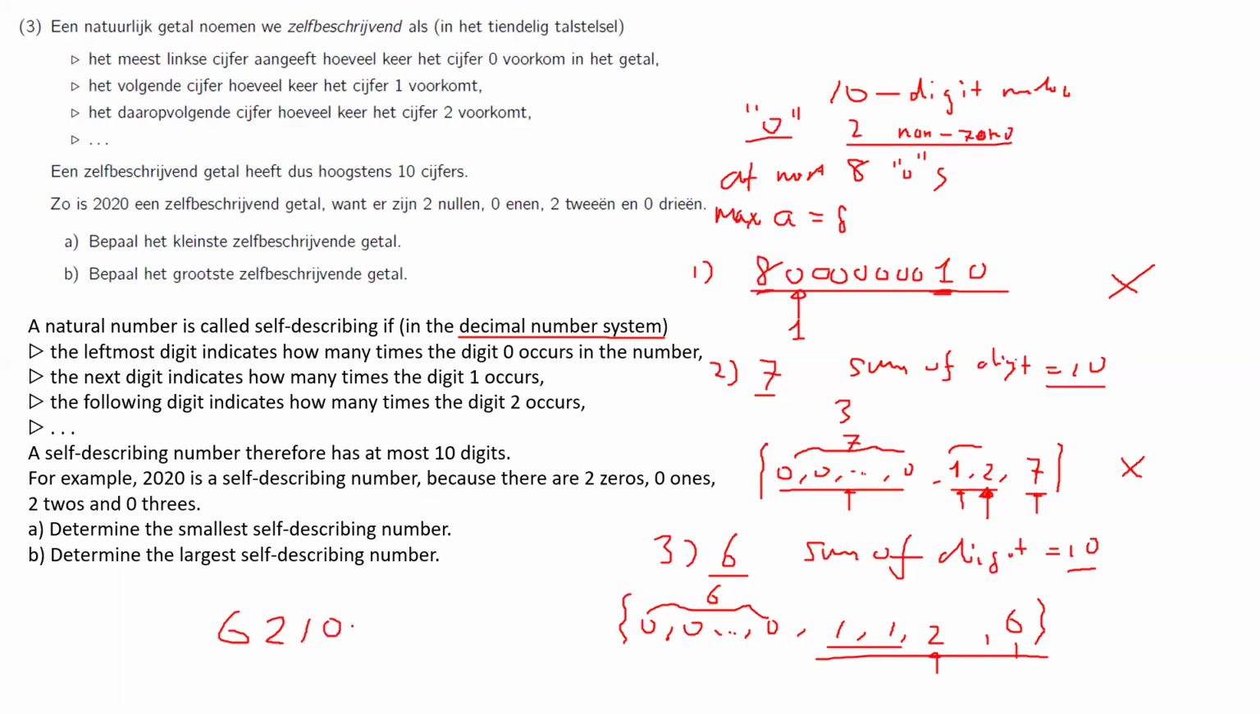No 3, no 4, no 5. How many 6? One 6. No 7, no 8, and no 9. So that is the one and only number in this combination. So we prove that the largest self-describing number is the one that starts with 6, 2, 1, 3 zeros, 1, 3 zeros. Okay, that is the end of problem number 3.